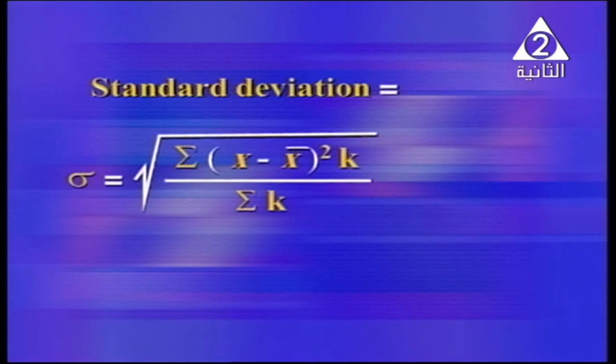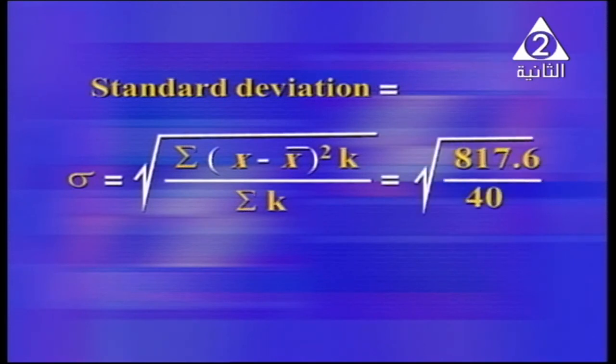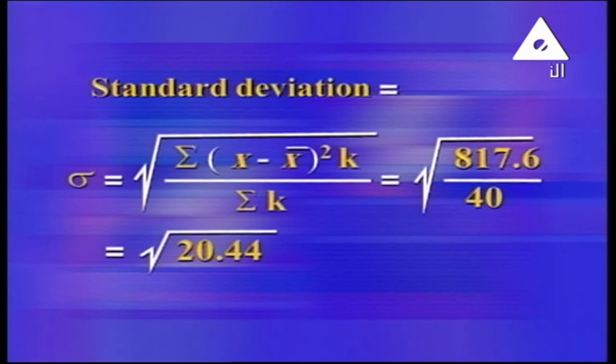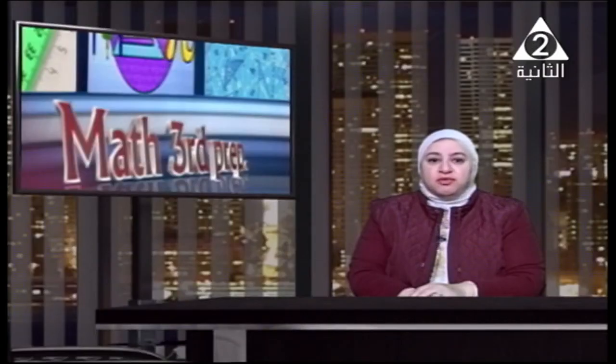So it is a square root of, what about summation x minus x bar to the power of 2 times k? It is 817.6 from the table. And what about the summation of k? It is 40 from the table. So by dividing 817.6 by 40 and taking their square root we obtain the square root of 20.44, which is approximately 4.52. And in this case, we can say that the standard deviation is 4.52.